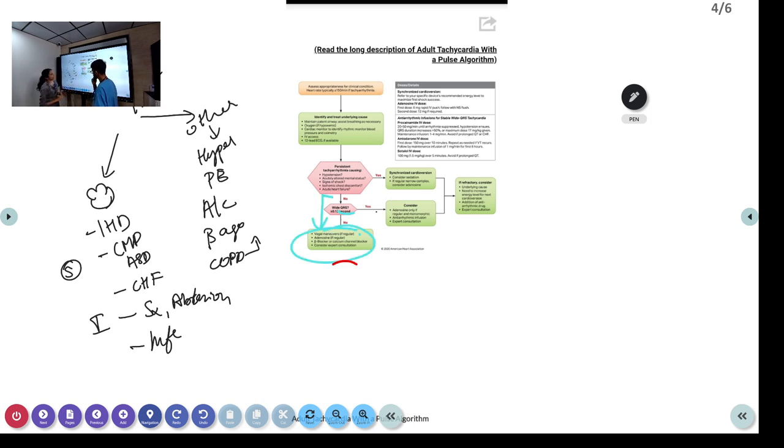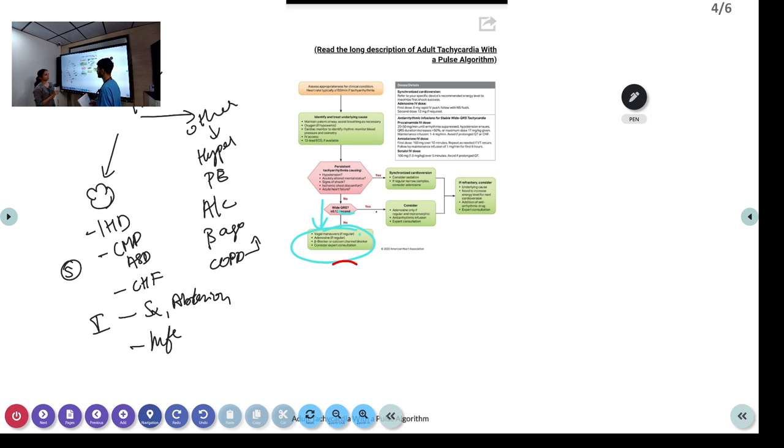Suppose this patient doesn't have hypotension. What are the presenting complaints? Fever and cough. No chest pain, no breathlessness, nothing was there. Suppose this patient had one of these, what will we do? If any one of these signs is present, then we need to immediately do a synchronized cardioversion. What is the dose?